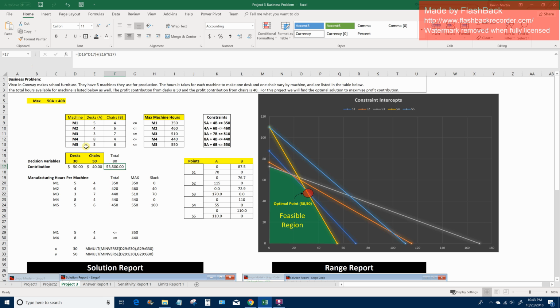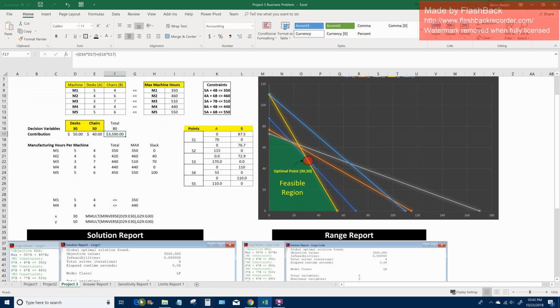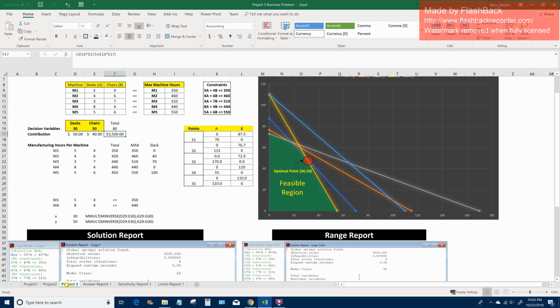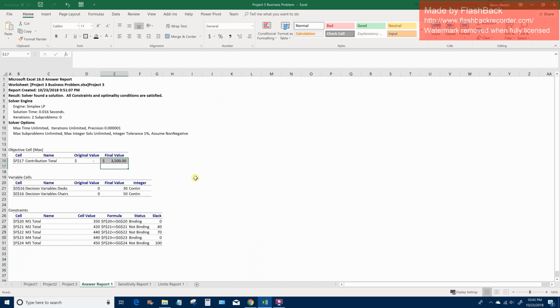After we ran Solver, we actually got a few results here, and we're going to go over those. We did get the max value. Originally it was 0, now it's $3,500. And it says for our decision variables, we should make 30 desks and 50 chairs. You can see that highlighted here.